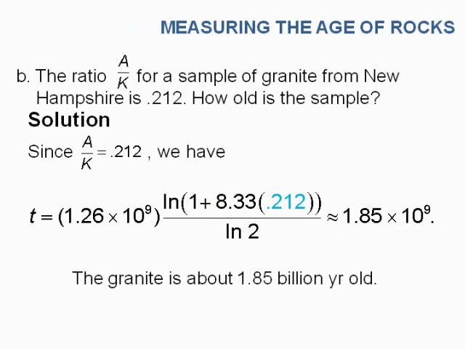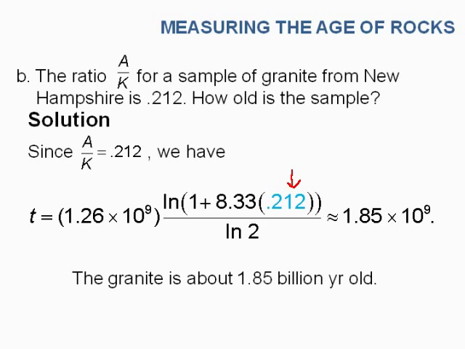All right? So I know the science instructors out there are going, but anyway, let's look at another example. The ratio A over K in New Hampshire is 0.212. Now, how old is this sample? They gave us the ratio here of the argon to potassium, which is just a straight plug-in formula here. So make sure that y'all are doing this correctly on your calculators.